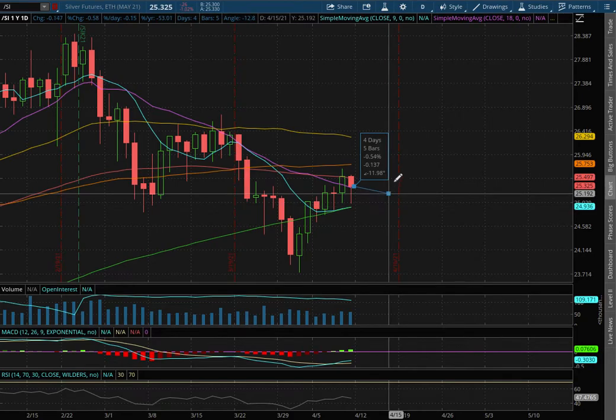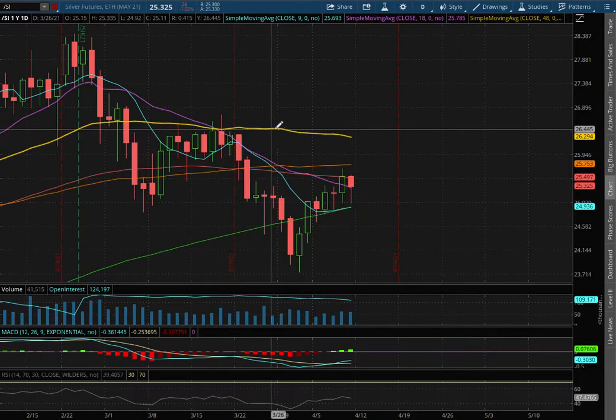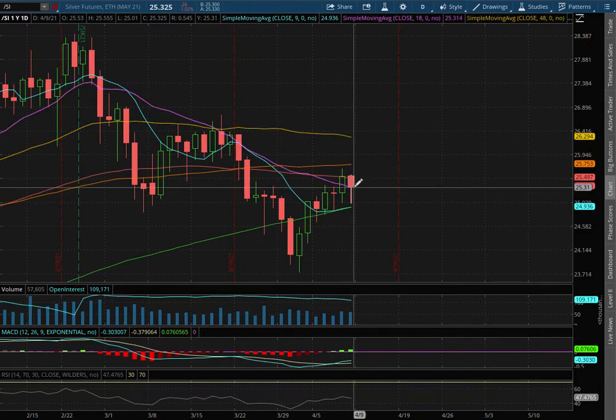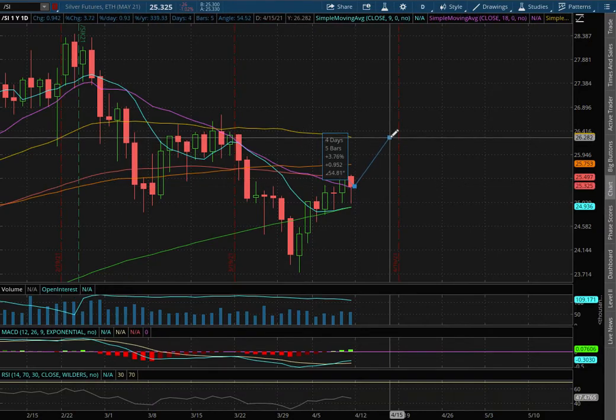And as for resistance, that'll be where you have the 50 moving average, this yellow line, which acted as resistance in the past as indicated back in March 18th. Is now at the price of $26.29. If we were to test that resistance, that price movement to the upside is around 3.8%.